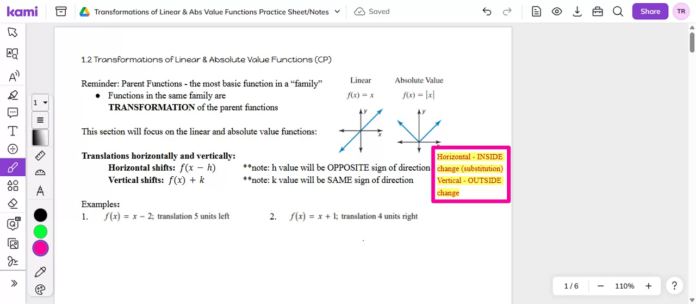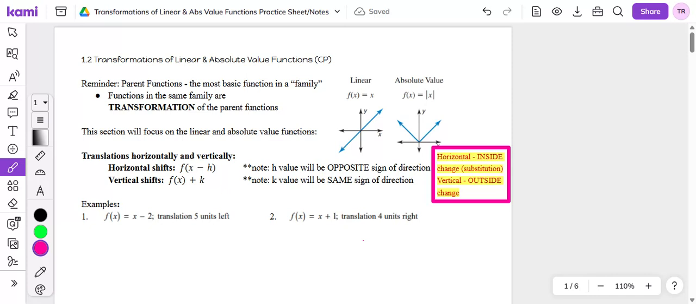Today and over the next four videos, we are going to narrow down that focus into just looking at transformations of linear and absolute value functions. Because if we can understand how to work those transformations and write those functions without looking at a graph, we can then apply that to any parent function that we come across.